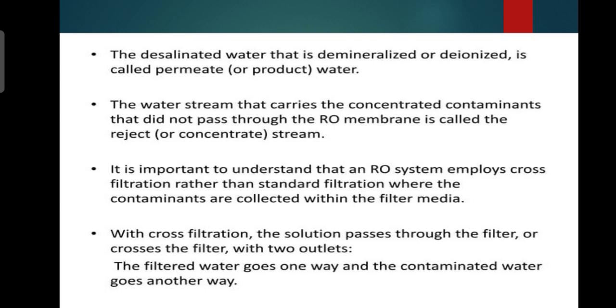The designated water that is demineralized or deionized is called the permeate water. The water stream that carries the concentrated contaminants that did not pass through the reverse osmosis membrane is called the reject stream. It is important to understand that a reverse osmosis system implies cross filtration rather than standard filtration, where the contaminants are collected within the filter media.